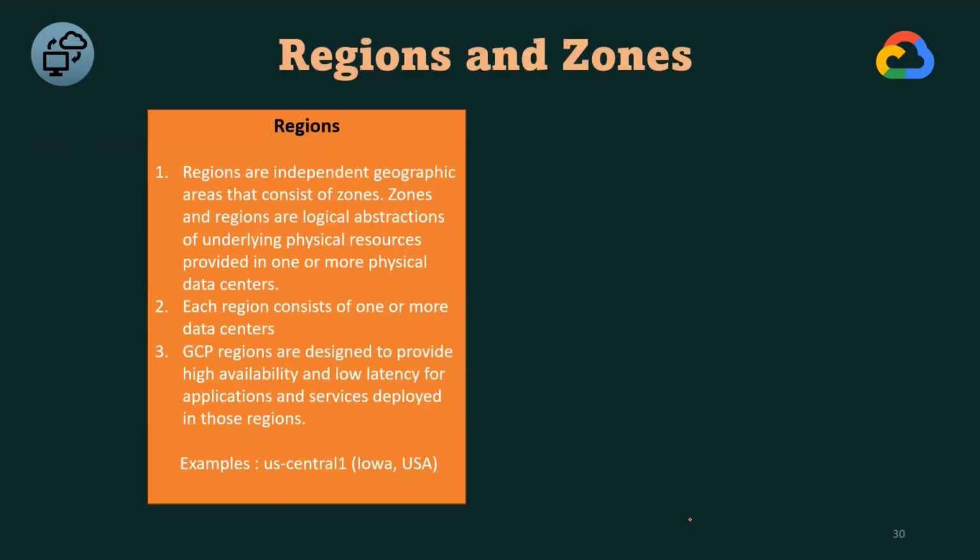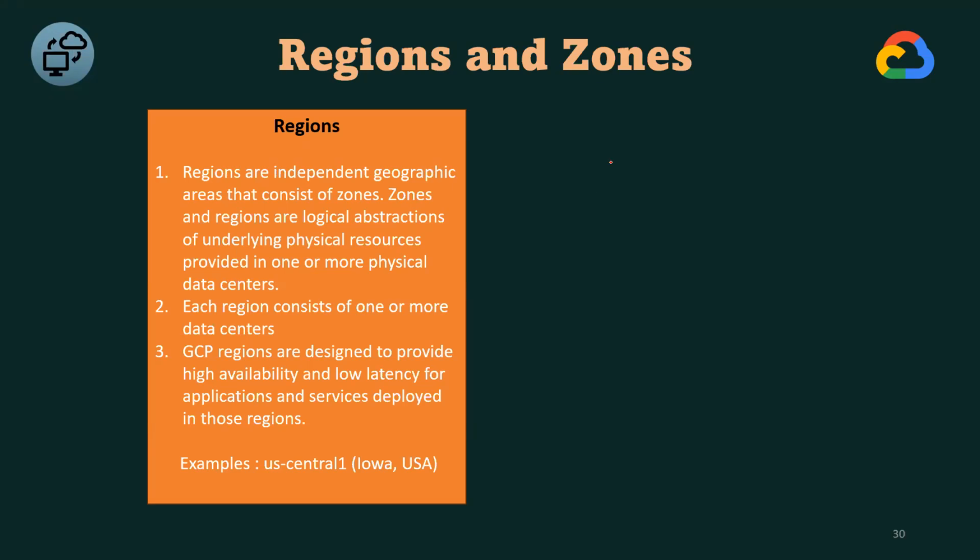Regions are independent geographic areas that consist of zones. Zones and regions are logical abstractions of underlying physical resources provided in one or more physical data centers. What they say is that it is a logical abstraction of underlying physical resources. Each zone is a collection of physical plus virtual resources, and these are logically abstracted. You will understand in the next step why.